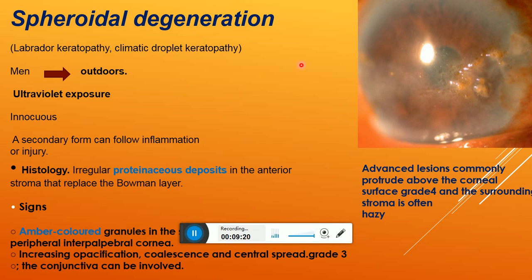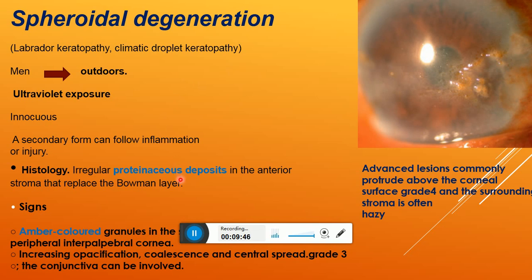Labrador is in Canada. It is also known as climatic droplet keratopathy. It typically occurs in men whose working lives are spent outdoors. Ultraviolet exposure is likely to be an etiological factor. The condition is relatively innocuous, but visual impairment may occur. A secondary form can follow inflammation or injury.